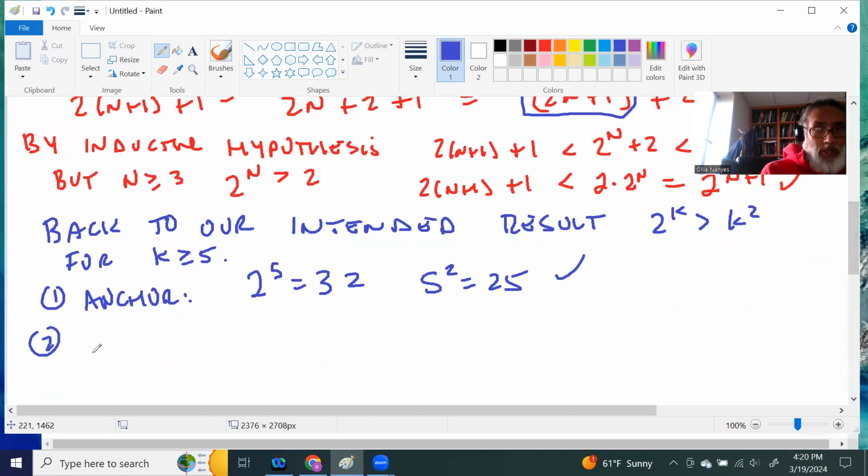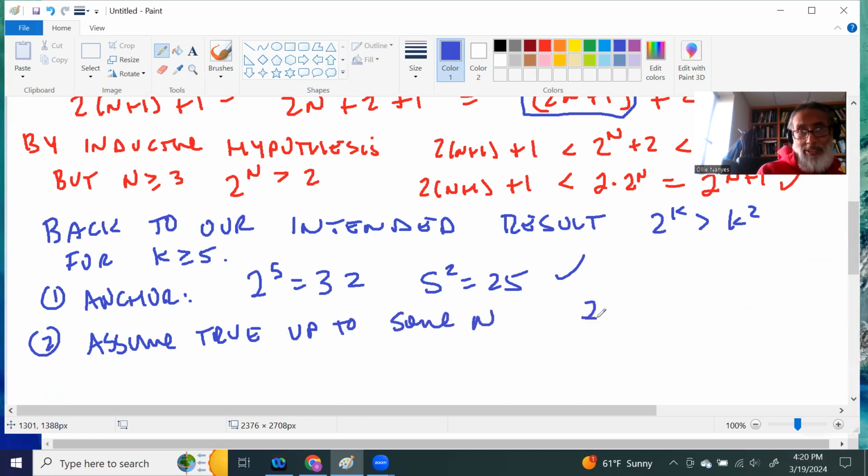Two, assume true up to some n. That is, 2 to the n is greater than n squared. So now let's examine n plus 1.